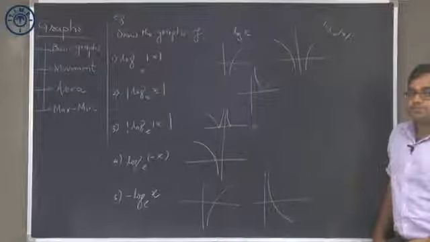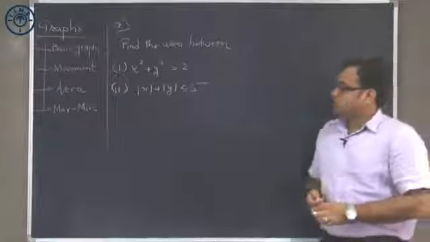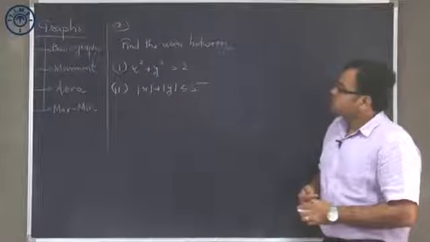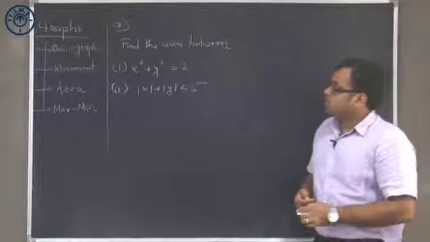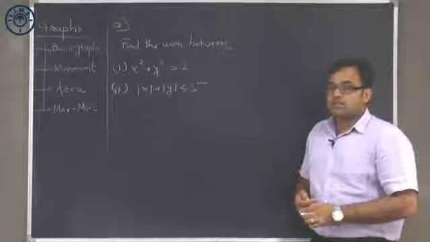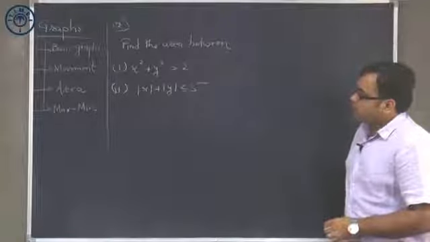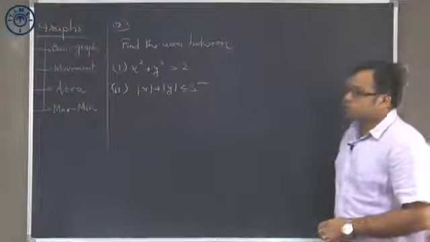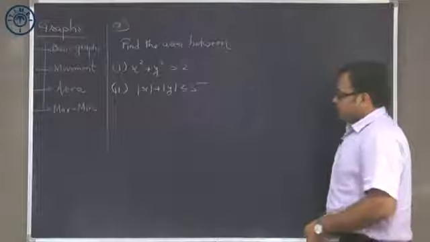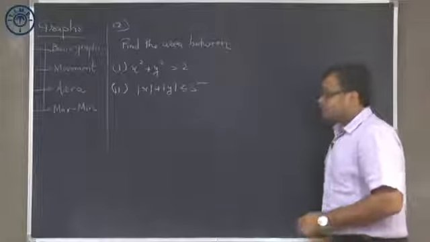Next one, let's take a look at questions involving the calculation of area between graphs. Here is a simple question for us. Find the area between x square plus y square is greater than 2 and mod of x plus mod of y is less than or equal to 5. In order to draw the graph of the first one, x square plus y square is greater than 2, it would be worthwhile to understand the general form of a circle.